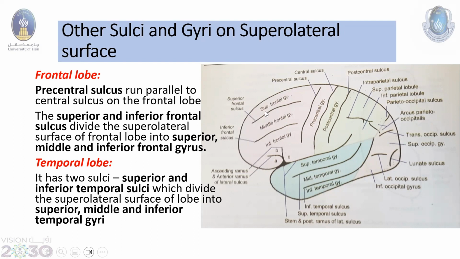Here they are called frontal because they are present in the frontal area, and here they are called temporal because they are present in the temporal area. The superior temporal sulcus and the inferior temporal sulcus divide the temporal lobe into the superior temporal gyrus, middle temporal gyrus, as well as the inferior temporal gyrus. So there are three gyri and two sulci. Similarly, here also there are two sulci and three gyri.